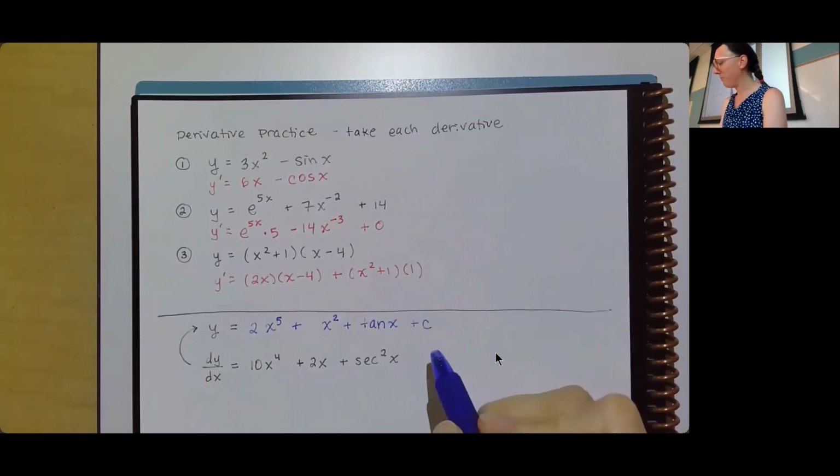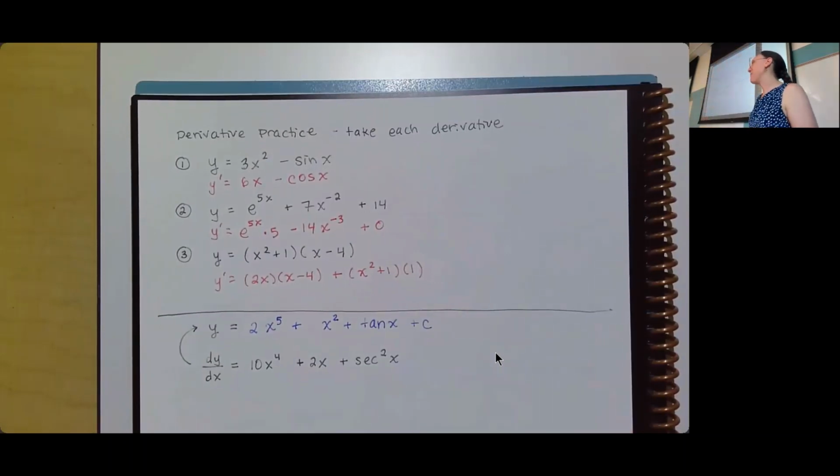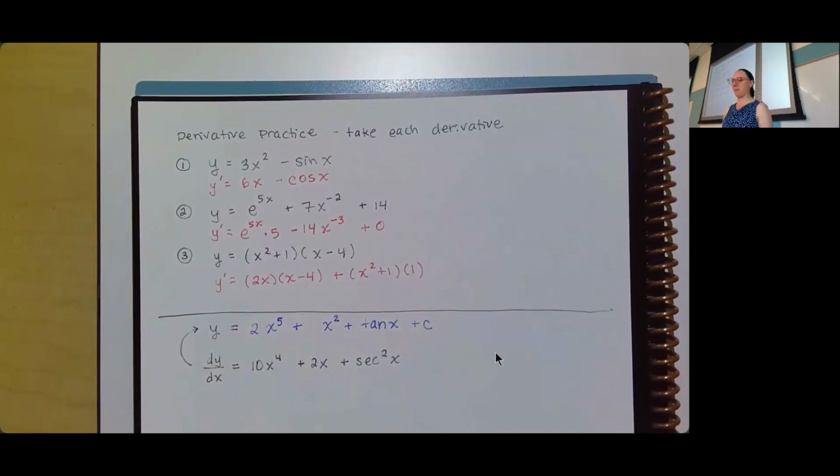Okay. That C back there is because we could have had any sort of constant tagging along on the end. And when we took the derivative of the constant, we had that invisible 0. And anytime we're doing these antiderivatives and we don't have any more information, we're going to end up with a plus C on the back.